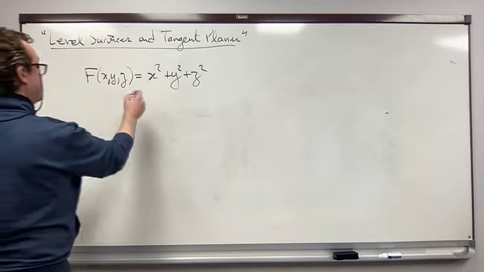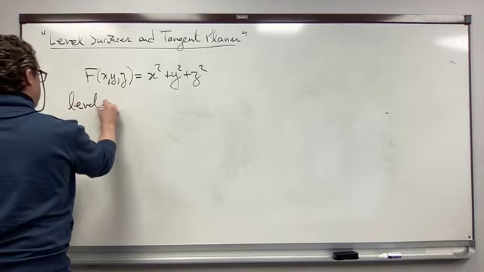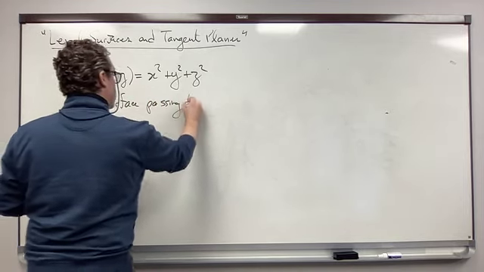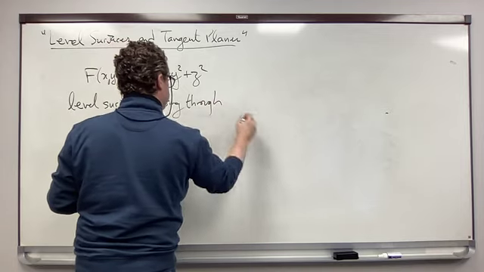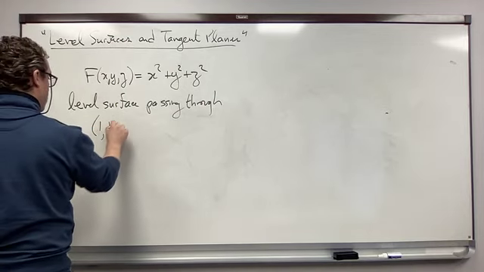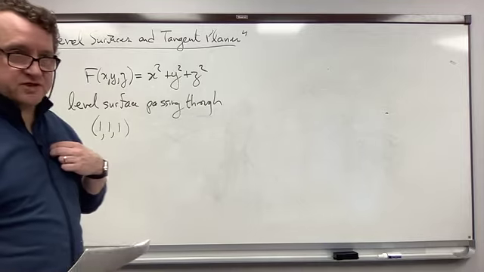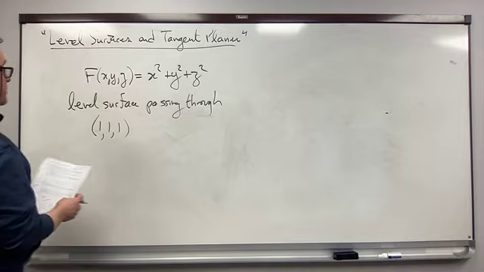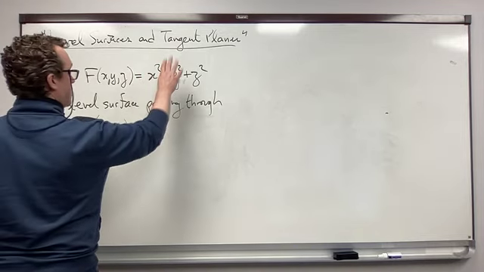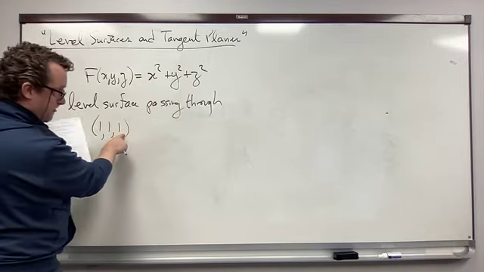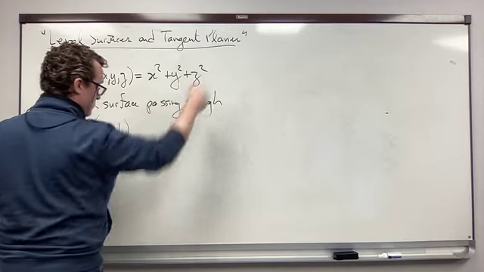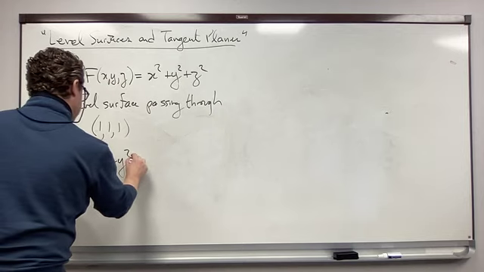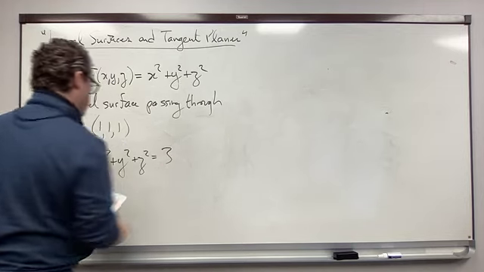We want the level surface passing through the point 1, 1, 1. Not every level surface passes through that point. That defines a specific level surface because that gives a constant. Basically, we're saying the level surface defined by x squared plus y squared plus z squared equals 3, because you'd put 1 in for each of these, you get 3. So we're saying x squared plus y squared plus z squared equals 3.